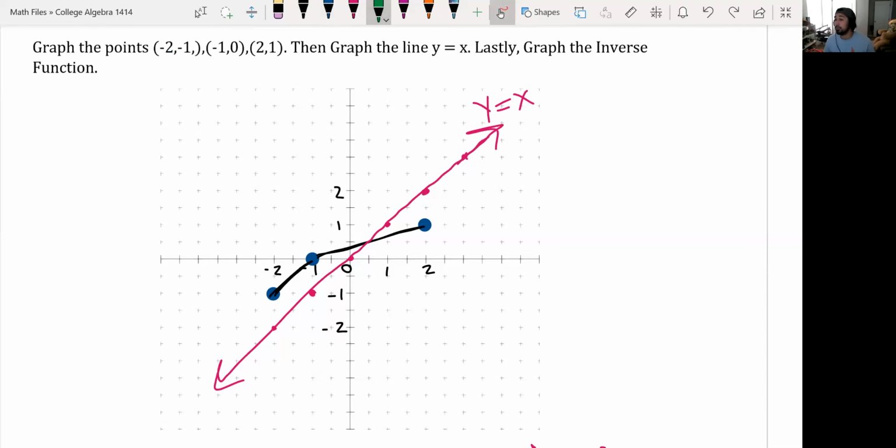If you still don't believe it, you can do the horizontal line test. Draw your horizontal line anywhere through this function, and we will only intersect it once. Therefore, our graph is a one-to-one function, which means we can find its inverse.